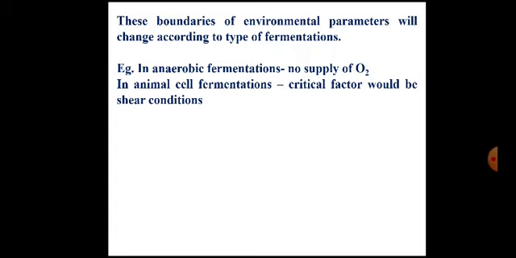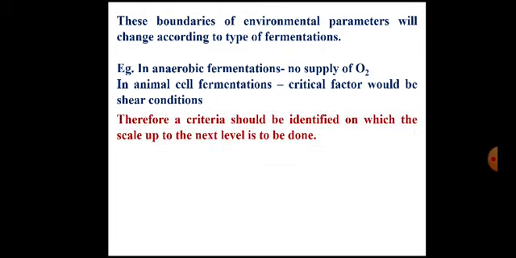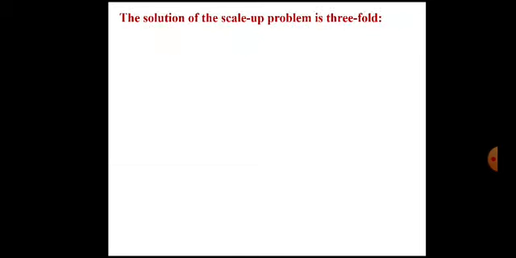These boundaries of environmental parameters will change according to the type of fermentation. For example, in case of anaerobic fermentation, there will be no supply of oxygen, so dissolved oxygen concentration won't matter. But in animal cell fermentations, for example, the critical factor will be shear conditions. Therefore, the critical factors or criteria on which the scale up to the next level is to be done should be identified. That means we need to identify the parameter which fluctuates the most when we change scale. That critical factor has to be modified or concentrated on. We need to focus more on that particular factor. That is called a scale up criterion.